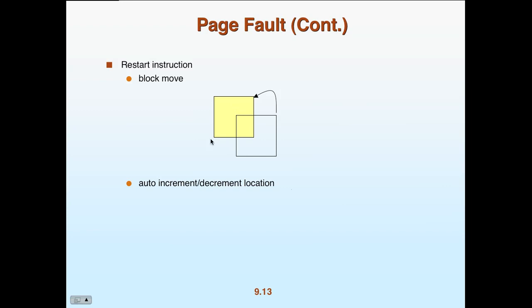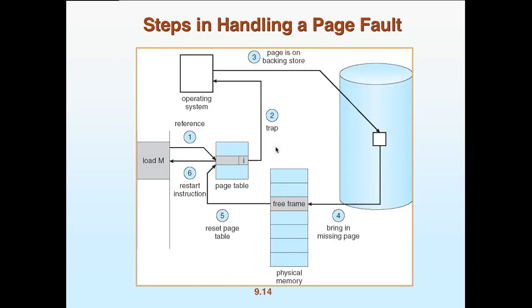The block move goes from one memory location to another. It might be an auto increment, might be an auto decrement type of location. It's going to find the information that it needs from the backing store. If it doesn't find it there, it's going to load it from the main memory, from the secondary storage, wherever the code actually is located.